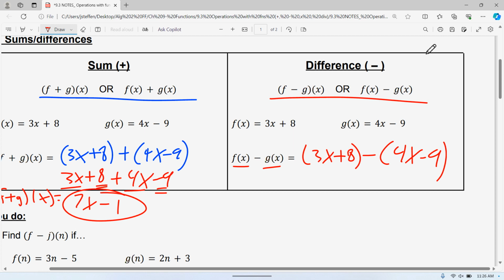You need parentheses with subtraction, because if you don't have the parentheses, that's the common mistake. People don't do it right without the parentheses. They just kind of drop them, and you can't do that.